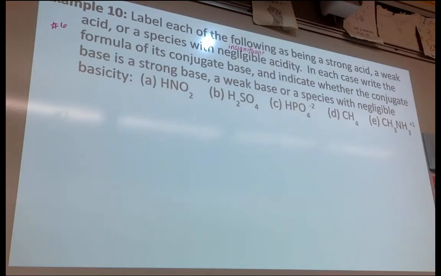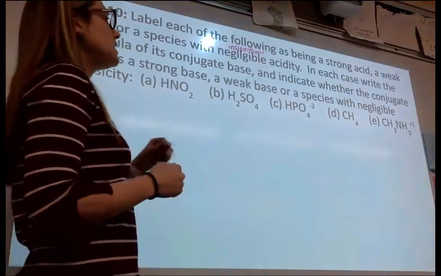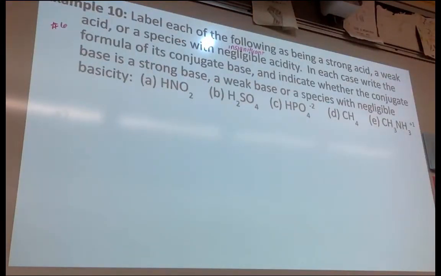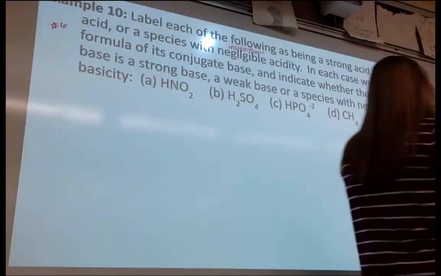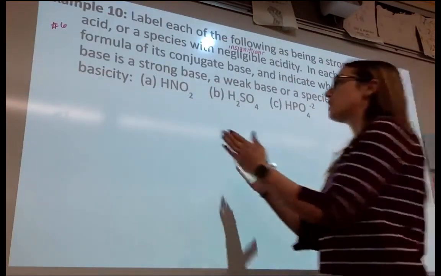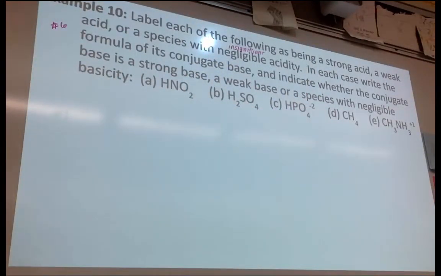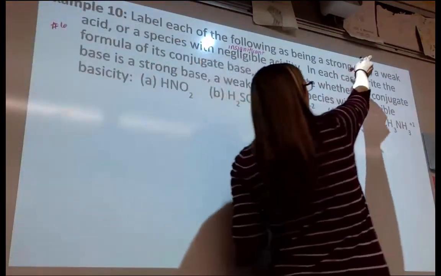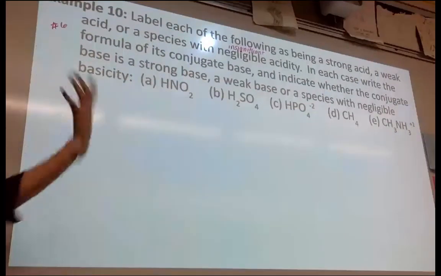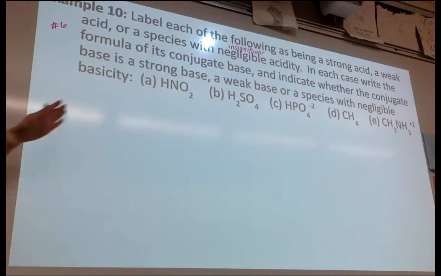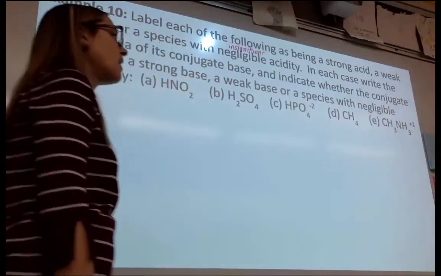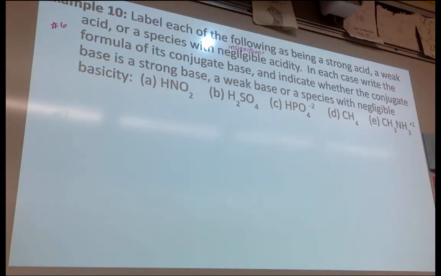And then in each case, write the formula of its conjugate base and indicate whether the conjugate base is strong, weak, or neutral. So we'll go through each one of these, and we'll just answer the questions directly underneath. So I'll just do part A, and then part B, and part C, and so on. So for this question, first thing, know your strong acids. Know your 7 strong acids, because if it's one of your 7 strong acids, then you know that it's strong. So if I look at these 5 options, one of them is one of the 7 strong acids.